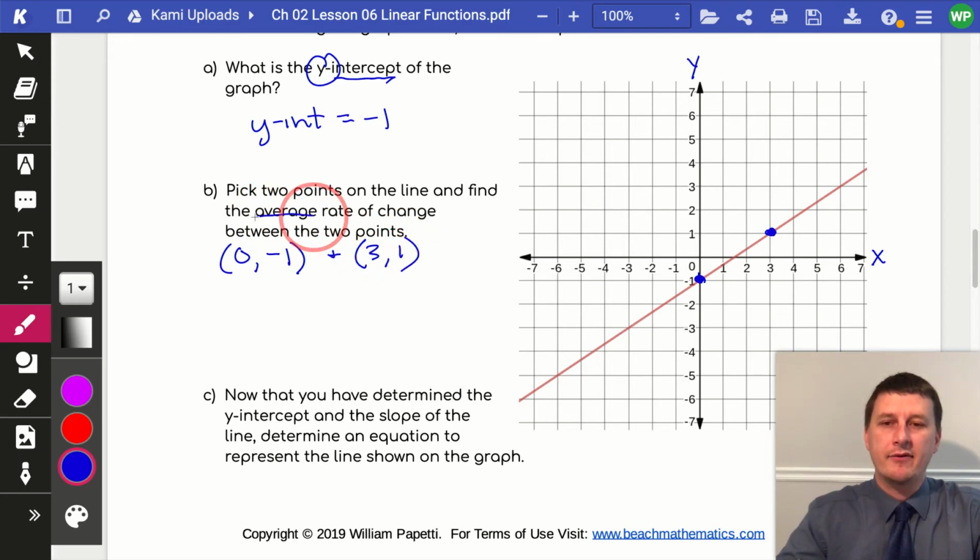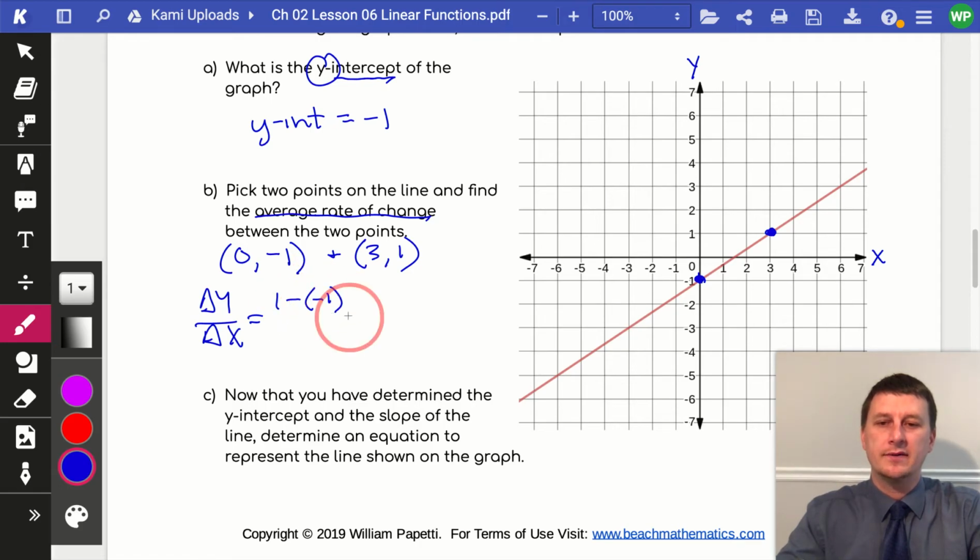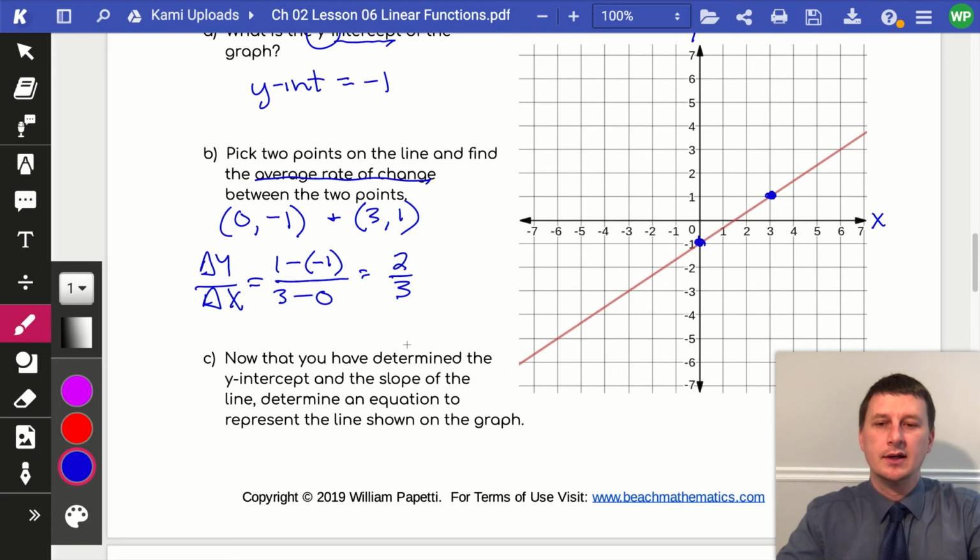And again, our average rate of change formula from the previous lesson is our change in y over our change in x, is the formula I like to use. So now we're going to find our change in y. We go from -1 to 1. So I'm going to do 1 minus -1 to find my change in y values. And I go from 0 to 3. So I'm going to do 3 minus 0 to find my change in x values. So I'm going to get 2 over 3 as my average rate of change between these 2 points.